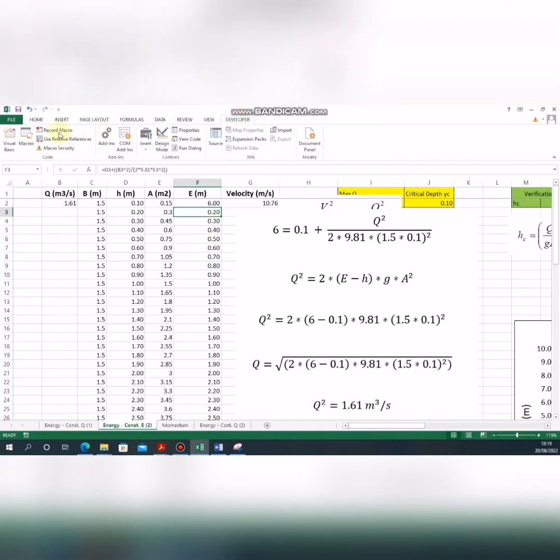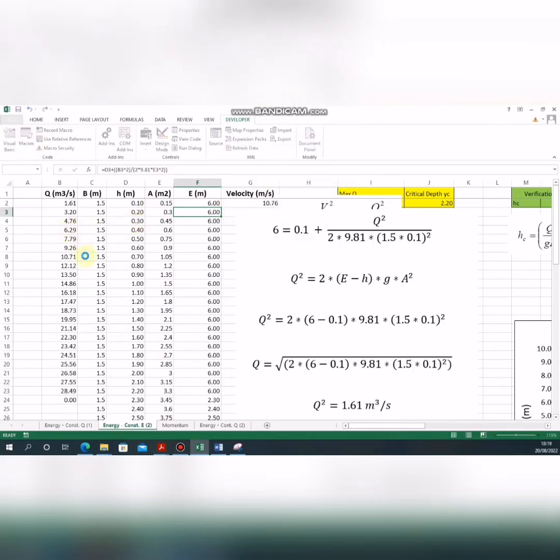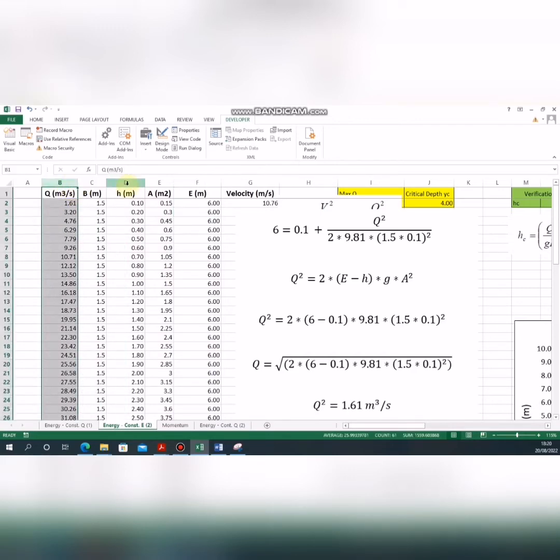To do that, I've created a macro, and this is another useful function that you can use to run any sort of analysis. So I can run it in the background. There you go. I'm getting the values of the Qs for the fixed energy of 6 meter. So fixing energy, get the values, fixed energy, get the values. So now I've got the Q value, I've got the height. So now we get to look at the curve.